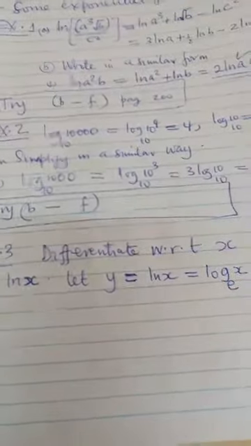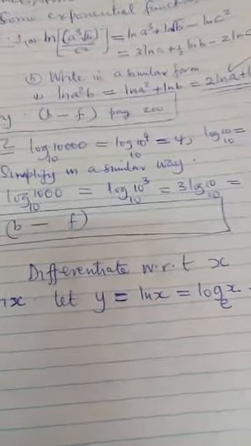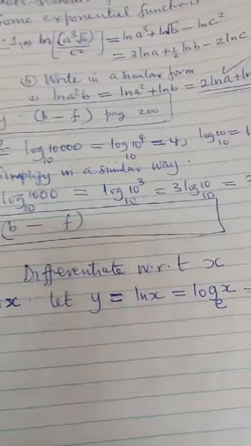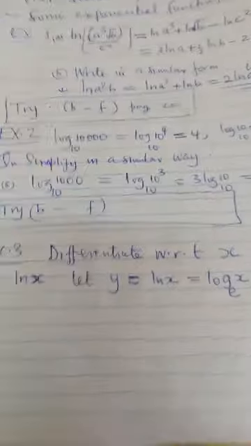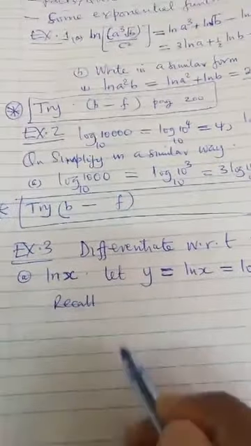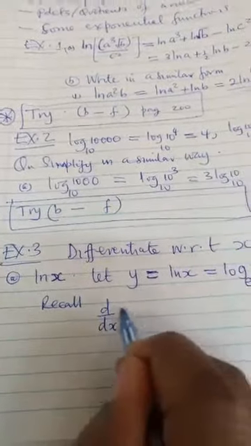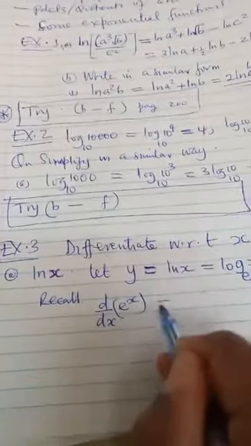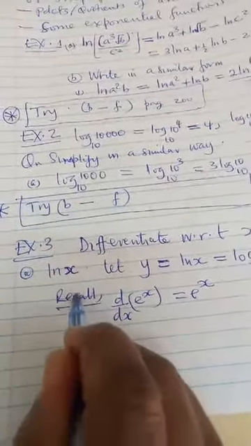But we should already be in the know of the derivative of an exponential function. We should already be in the know, otherwise we will be stuck. Here, you're expected to know that d by dx of e to the power x is e to the power x. You're expected to be knowing this.